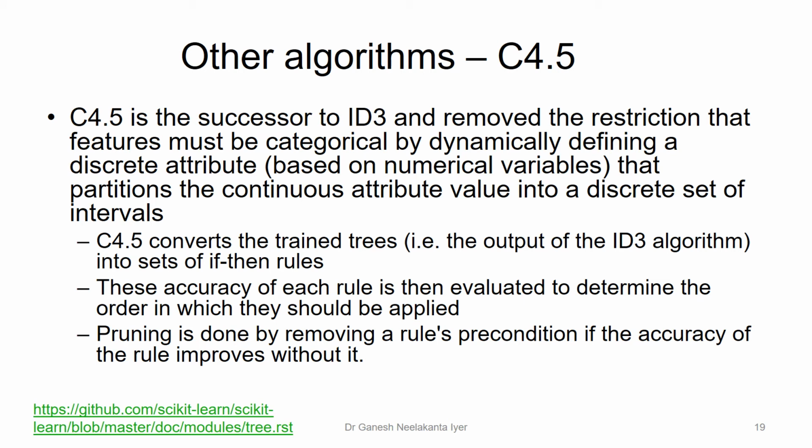There are many other algorithms developed after ID3. One is C4.5. It's a successor of ID3 and removed the restriction that features must be categorical by dynamically defining a discrete attribute, which partitions the continuous attribute value into a discrete set of intervals. It converts the trained trees into a set of if-then rules, and the accuracy of each rule is evaluated to determine the order in which they should be applied. Pruning is done by removing a rule's precondition if the accuracy of the rule improves without it. That is a highlight.